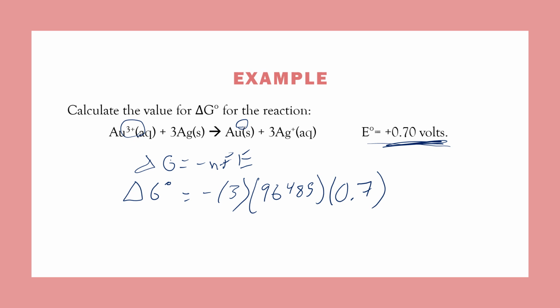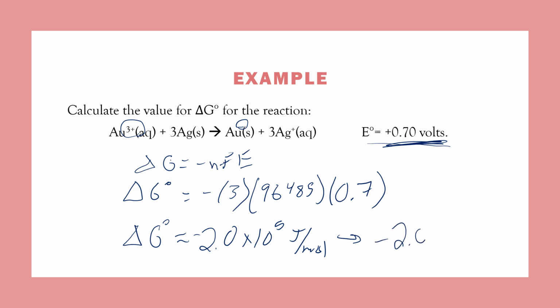It's spontaneous, it's thermodynamically favorable, but the actual value that you get is 2.0 times 10 to the 5th joules per mole, but again, we usually read that in kilojoules, so that would be, I'm sorry, that's negative 2.0, my bad. So in kilojoules, that would be negative 2.0 times 10 to the 3rd kilojoules per mole.